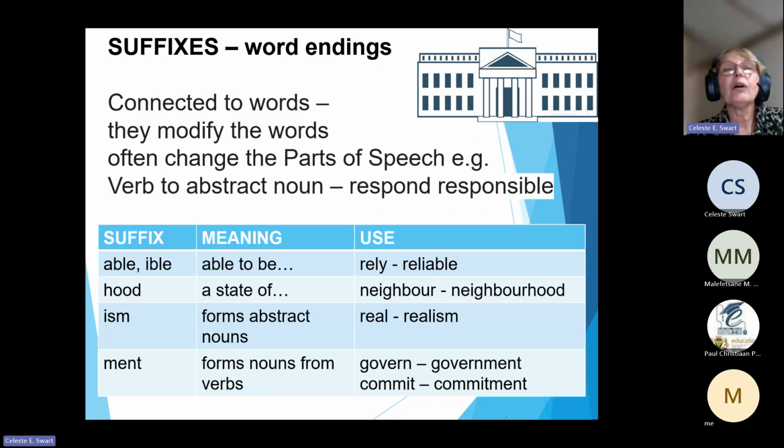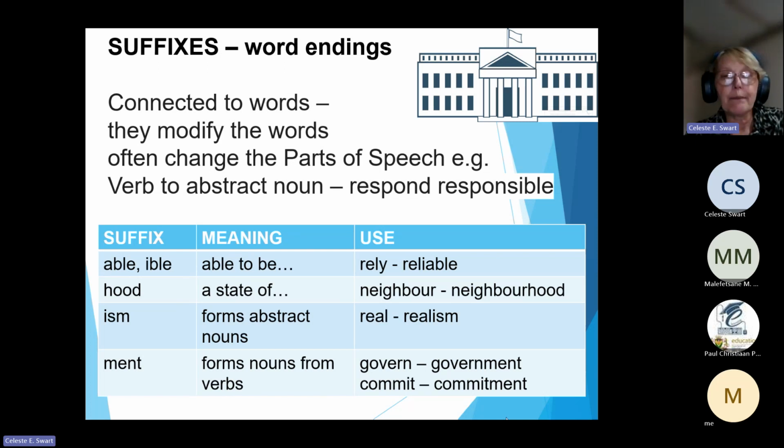Suffixes, these are word endings. In other words, we've added to the end of the word. It's connected to the words, it modifies the words, it often changes the parts of speech. For instance, it can change a verb to an abstract noun. So it can go from respond to responsible. Those are the sorts of things you need to have a look at. Make sure you understand what the suffix does, what the prefix does. And it's easy to know the difference between the two: if you can't remember what the suffix does, but you remember the prefix, pre means before.